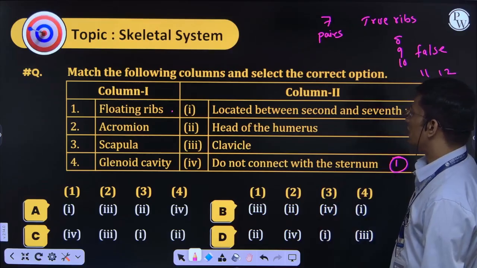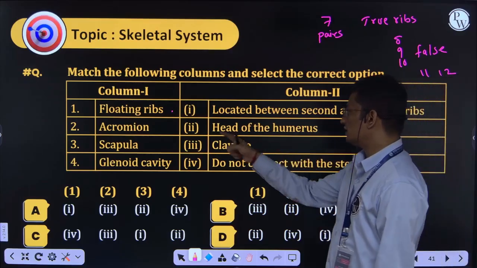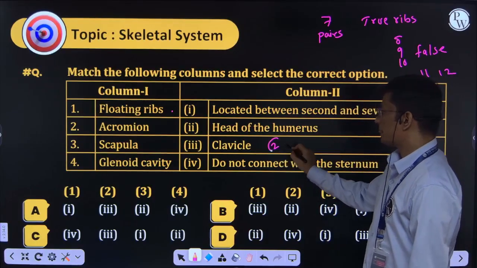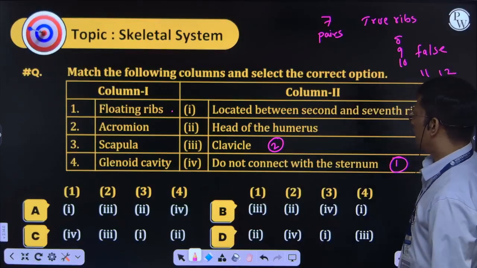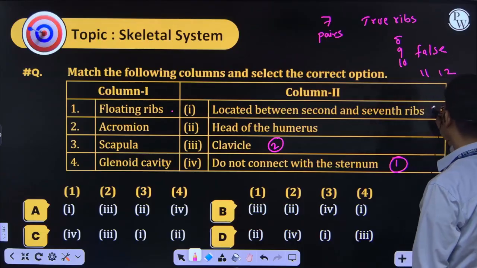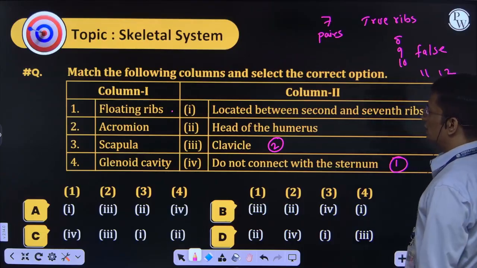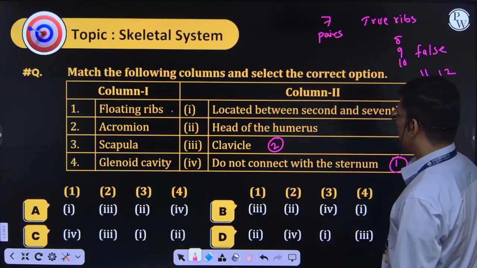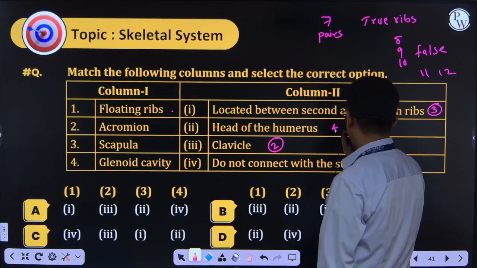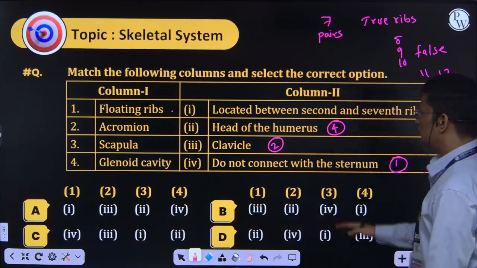Acromion process, acromion and clavicle. Clavicle is connected to the acromion and sternum. So clavicle is the collarbone. Scapula is located between the second and seventh ribs. This is the correct one. Then the glenoid cavity: in the glenoid cavity, the head of the humerus will articulate. So this is the correct matching.